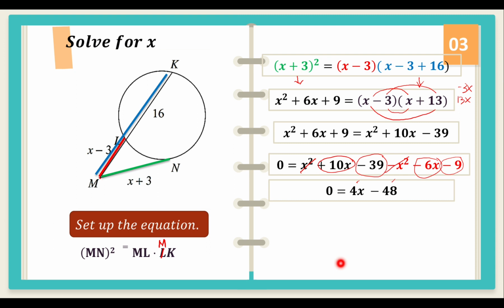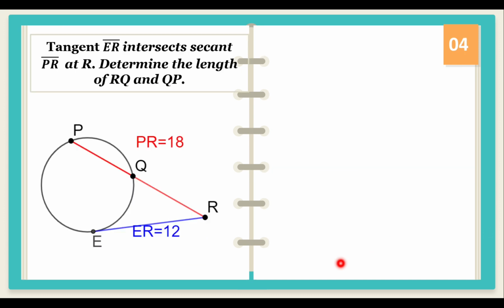Thus, we transfer negative 48 to the other side. 48 now is equal to 4x. And undoing the operation 4 times x, we divide both sides by 4 and we arrive at the value of x to be 12. And thus, we were able to answer what is the value for x. That's example number 3. Let's proceed to the final example for this video.